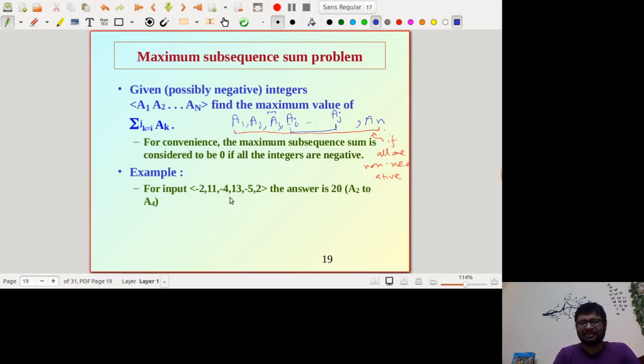So here is an example. If your sequence is -2, 11, -4, 13, -5 and 2, the answer is 20, from A2 to A4. 13 plus 11 is 24, minus 4 is 20.